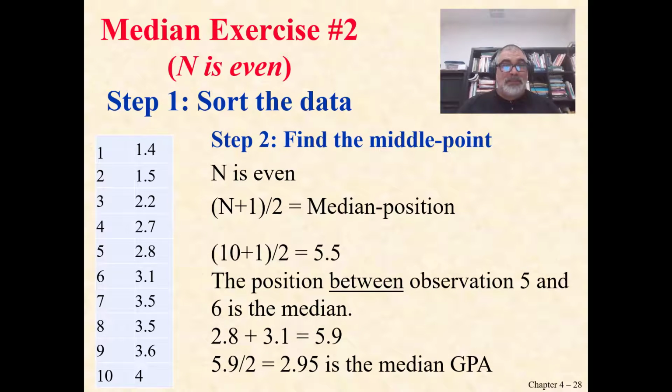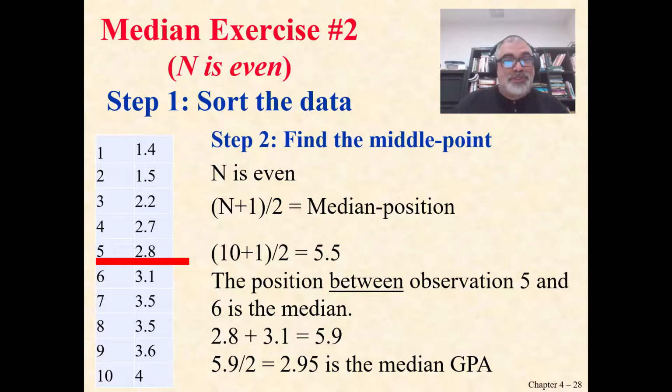So here's our formula. 10 plus 1 is going to be 11 divided by 2. Ooh, this one's tricky. 5.5. The position between observation 5 and 6 is the median. So it's that spot right there. And we have a 2.8 and a 3.1. Well, what do we do? We have a middle position where there's no score. So we're going to create a fake score there that divides our distribution in half. We're going to add 2.8 plus 3.1. We're going to get 5.9. 5.9 divided by 2 is 2.95. Our median is 2.95.